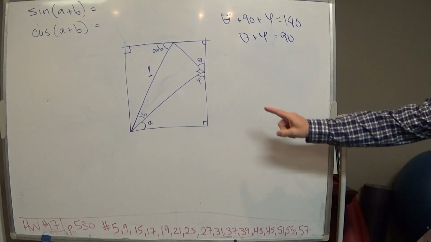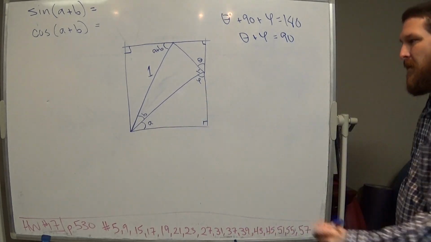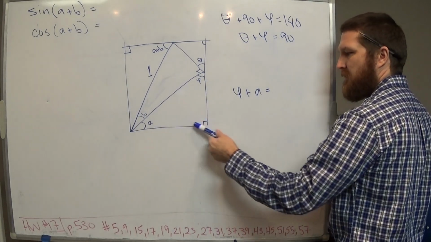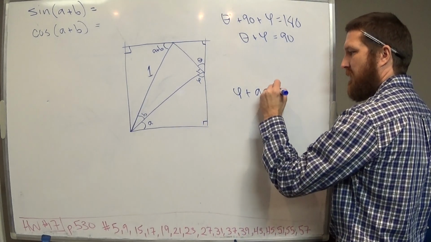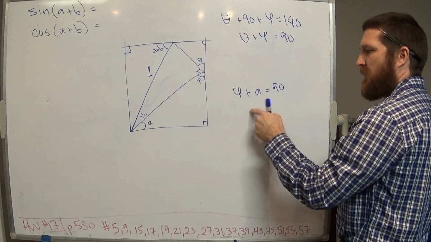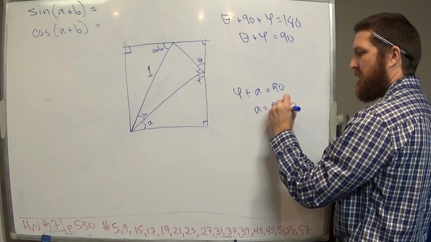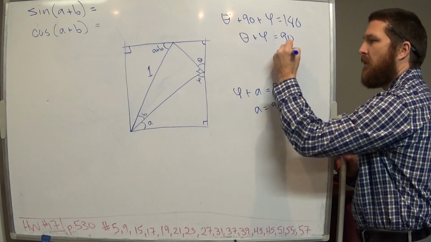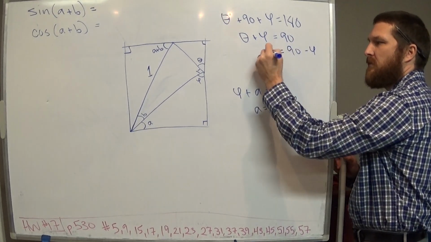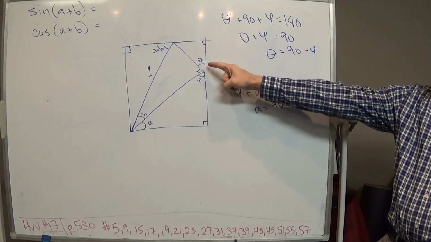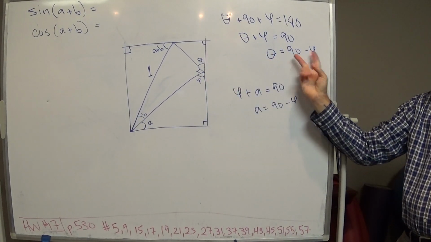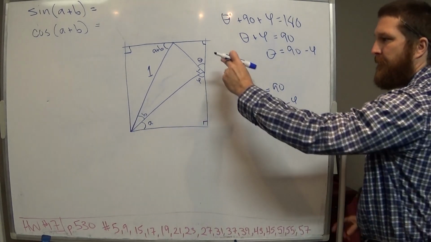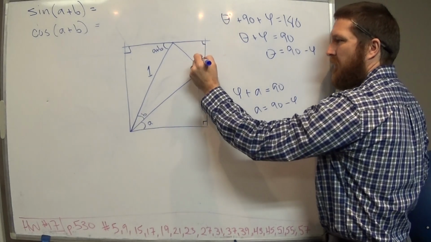But check this out. What's that plus that? Wait. This is a right triangle. 90. So that's 90. And so A equals 90 minus phi. 90 minus phi is equal to theta, which is the one that we want. 90 minus phi is equal to A. So there's A right here.